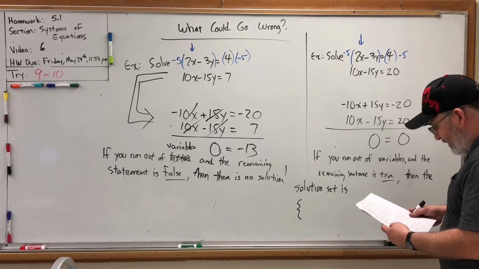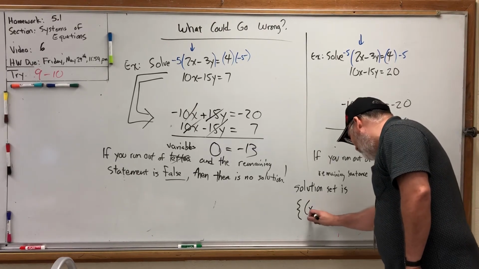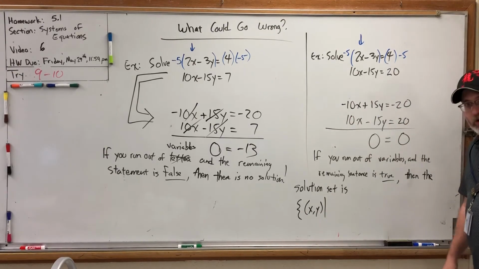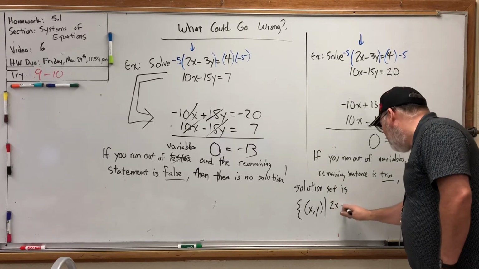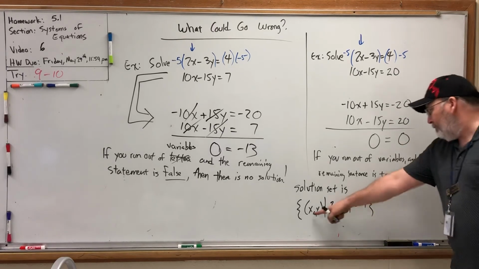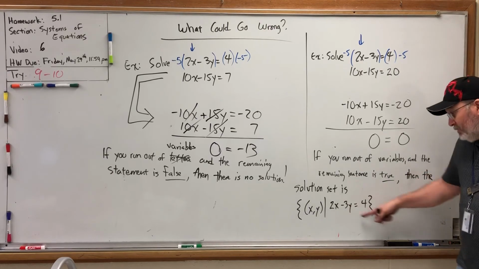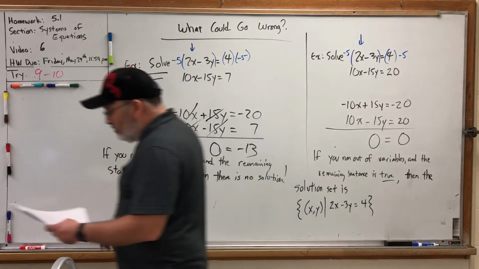The solution set is the set of all ordered pairs, so we'll say x comma y, such that, and we have to stipulate what those ordered pairs do. Well, to put it simply, they have to make either one of these true. So we could say 2x minus 3y equals 4. So every ordered pair that makes this equation true is a solution. And there would be an infinite number of such pairs because this graph is a line which contains an infinite number of ordered pairs on it.